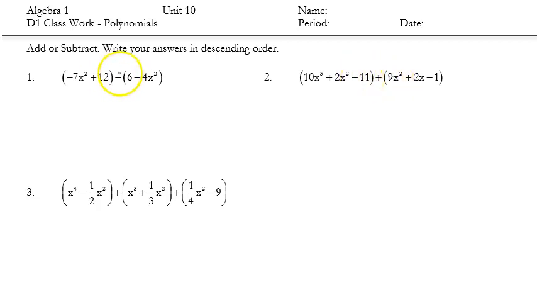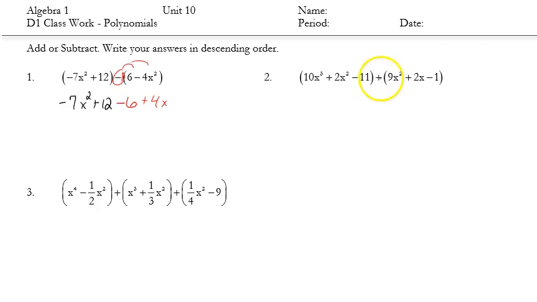When it's subtraction, you're technically distributing a -1 to the parentheses after, so that changes the sign of everything. Instead of a +6, it becomes -6. Instead of minus 4x squared, it becomes plus 4x squared. But nothing changes in that first set of parentheses, 7x squared plus 12.